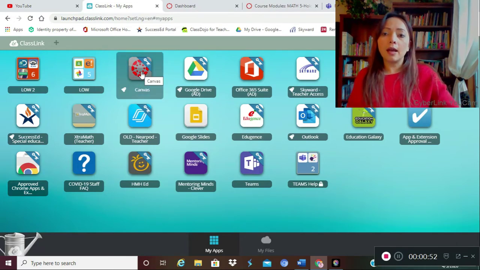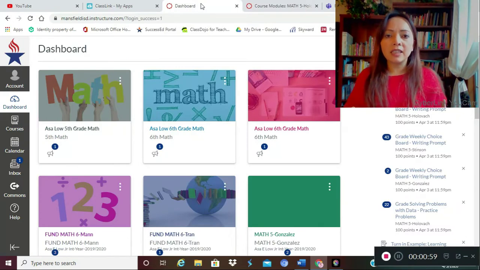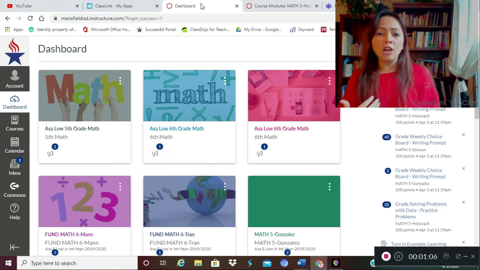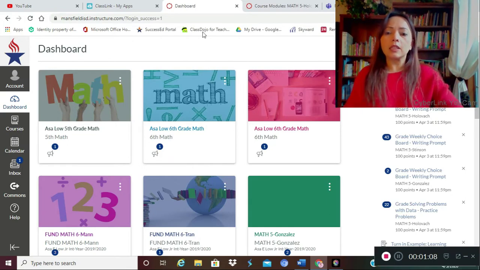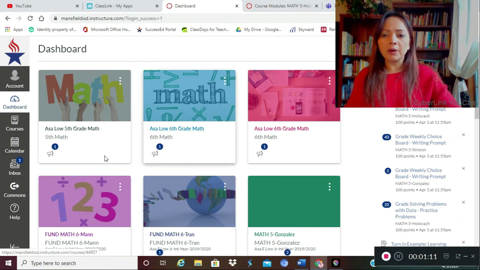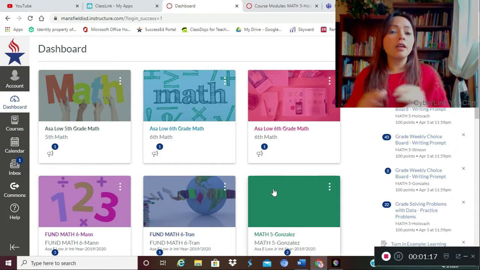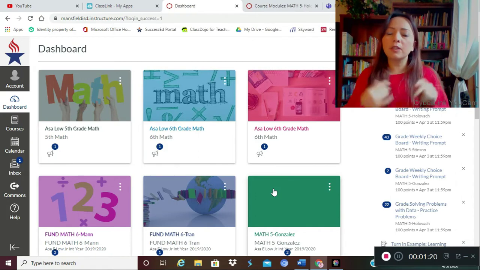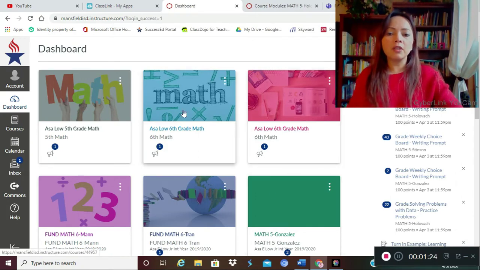So I'm in my class link right now, and if I press on Canvas, it's going to take me to this page. A lot of parents, as I was talking to you last week, you were confused about how to navigate or what to look for in Canvas. And so I just want to give you a few things here. When you get into Canvas, you see different items like this, different icons like this. And these are all individual classes. These are social studies, language arts, math, science, and exploratory. Okay, these are individual classes.